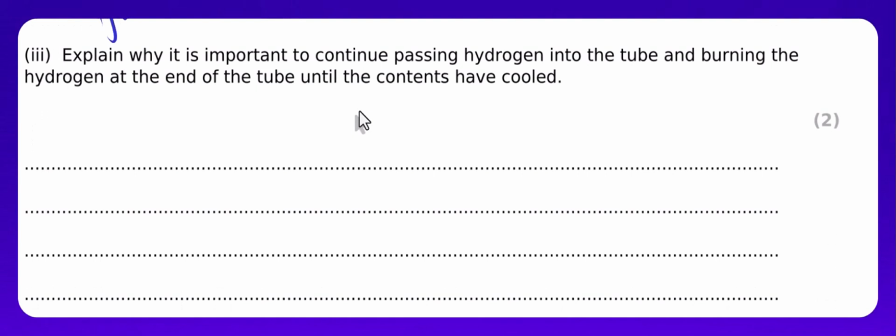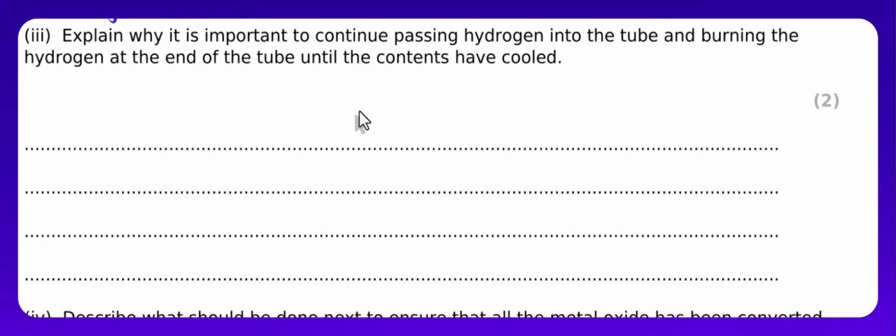The third question: explain why it is important to continue passing the hydrogen into the tube and burning the hydrogen at the end of the tube until the contents have cooled. Now, please note that the main aim of the experiment was to reduce the metal oxide to get the metal. So after you've completed the experiment, you need to keep passing the hydrogen to ensure that no oxygen comes into the system. Because then if oxygen joins the system, it's going to oxidize your hot metal back to an oxide. You'll have done zero work.